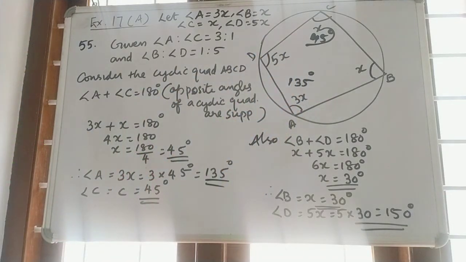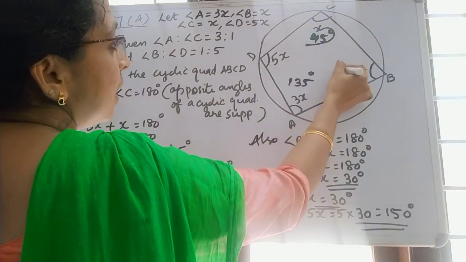Next, angle B plus angle D is 180 degree. Same reason, opposite angles of a cyclic quadrilateral are supplementary. So, we can write angle B plus angle D is equal to 180 degree. So, x plus 5x is equal to 180 degree. That is 6x is equal to 180 degree. So, x is equal to 30 degree. So, x we got as 30 degree.